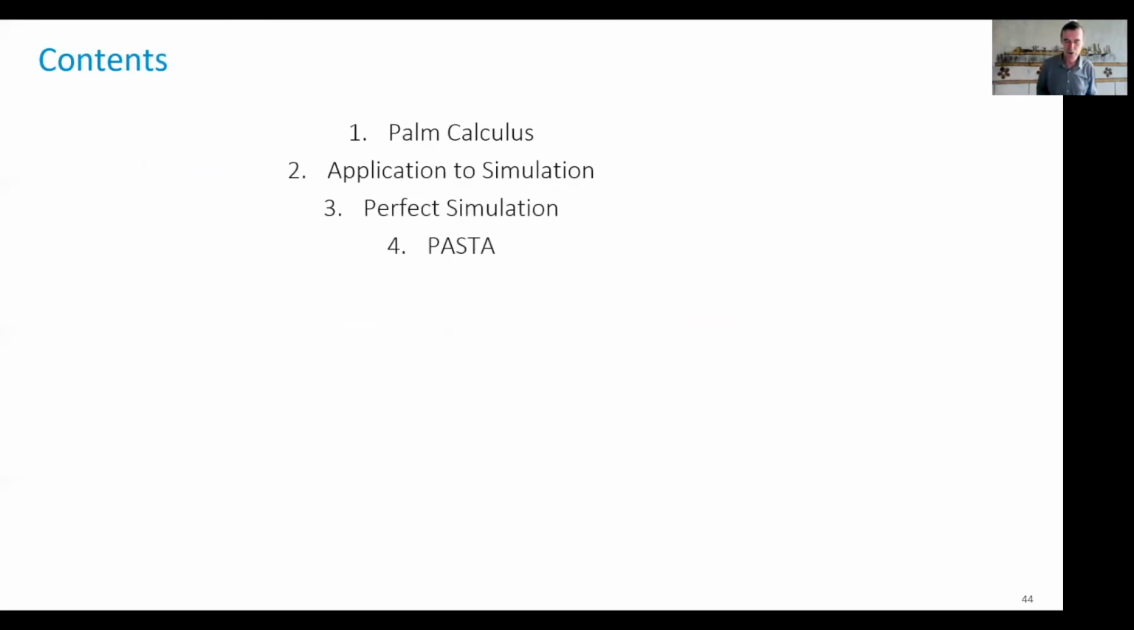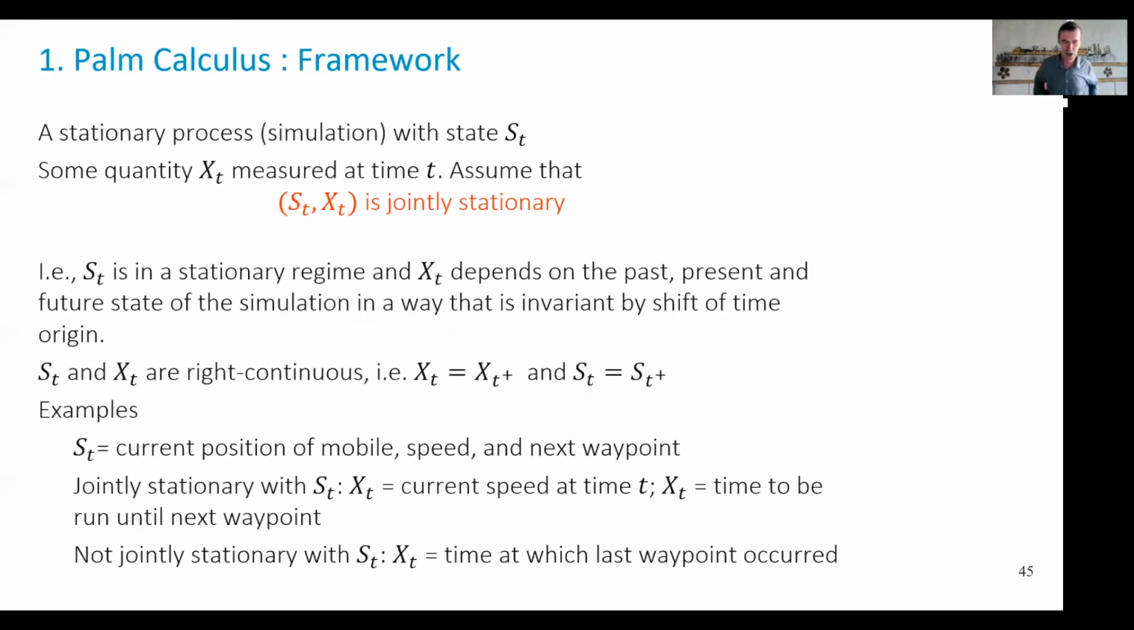The theory is called Palm calculus, named after Palm, a Swedish mathematician who was interested in computing statistics for telephone systems. But the theory itself emerged much later, in a family of East German mathematicians who developed it for the analysis of queuing theory. So this has essentially been developed for queuing theory, and we will see a few queuing theory examples.